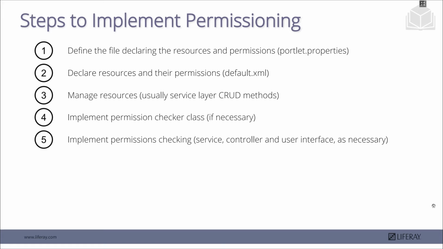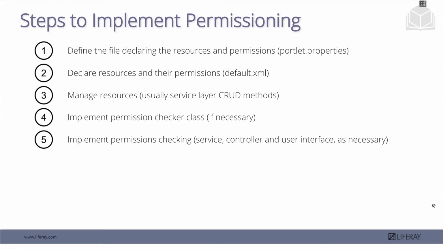So how do we implement permissioning within our own custom application? We start off by creating a file that will declare where our, we'll call it the permissioning file is. So we're going to create a file called portlet.properties. Within portlet.properties, we're going to define permissions in another file called default.xml, and this is where it is. So we define where our permissioning file is going to be.